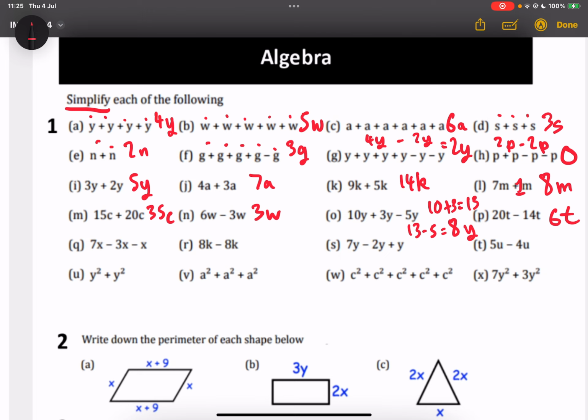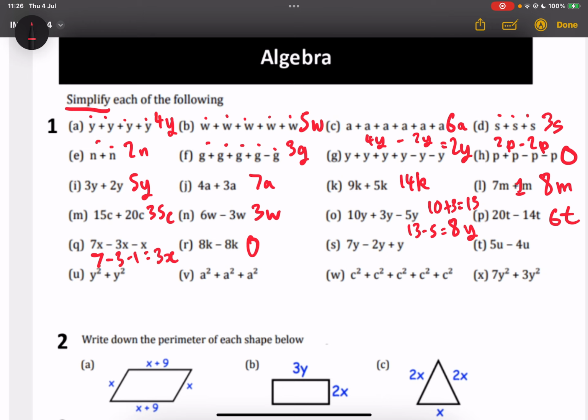Q, so this one is 7x minus 3x minus x, so it's like doing 7 minus 3 minus 1, which is like doing 7 minus 4, which is just 3, so 3x. Next we have R, which is 8k minus 8k, so it's like doing 8 minus 8, which is 0. And remember, you don't write 0k, although 0k would make sense. Just write 0, because you don't need to put a letter. Just put 0 because there's nothing remaining.